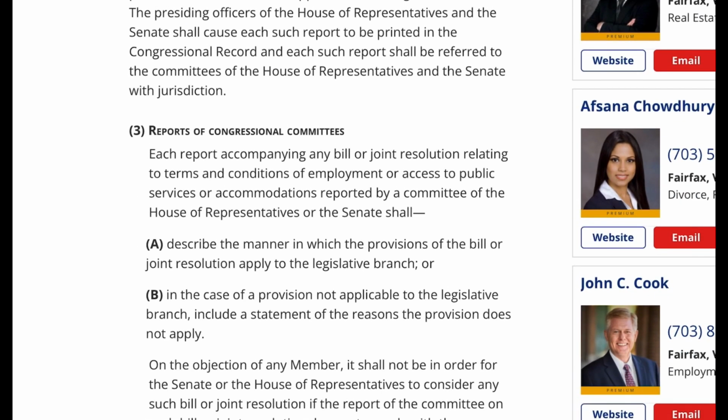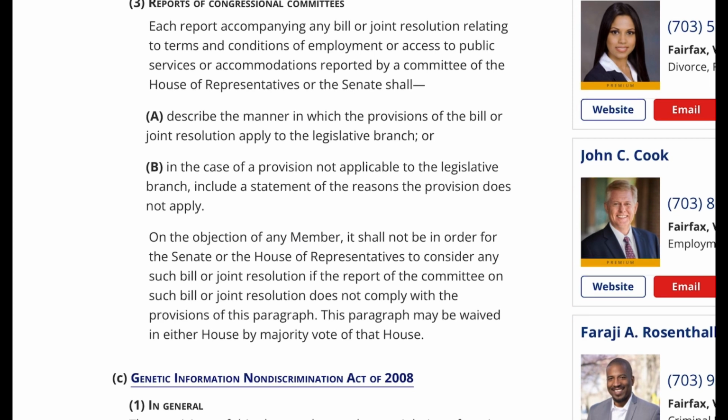Reports of congressional committees. Each report accompanying any bill or joint resolution relating to terms and conditions of employment or access to public services or accommodations reported by a committee of the House of Representatives or the Senate shall a. Describe the manner in which the provisions of the bill or joint resolution apply to the legislative branch, or b. In the case of a provision not applicable to the legislative branch, include a statement of the reasons the provision does not apply. On the objection of any member, it shall not be in order for the Senate or the House of Representatives to consider any such bill or joint resolution if the report of the committee on such bill or joint resolution does not comply with the provisions of this paragraph. This paragraph may be waived in either house by majority vote of that house.